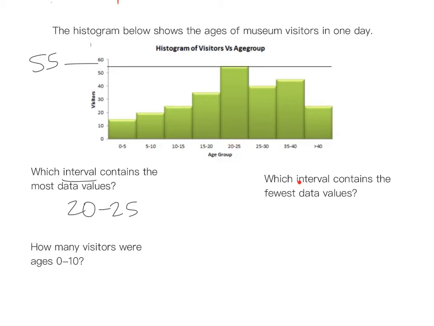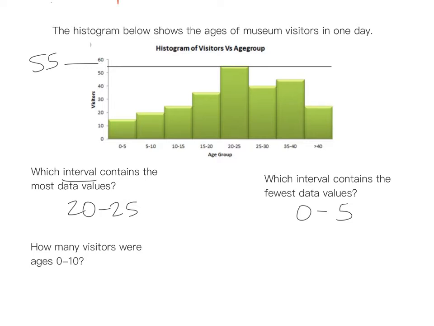Okay, so let's keep going. What interval contains the fewest data values? It's going to be here from 0 to 5. Okay, those folks, right? Probably not going to be big museum visitors, as there's not a lot at most museums for kids that young to do.